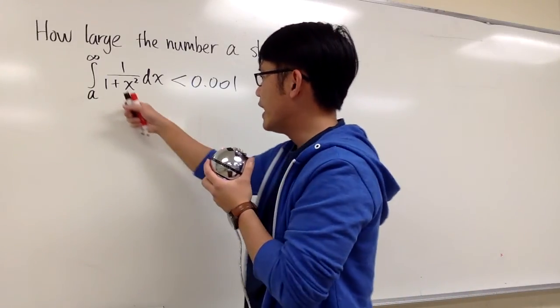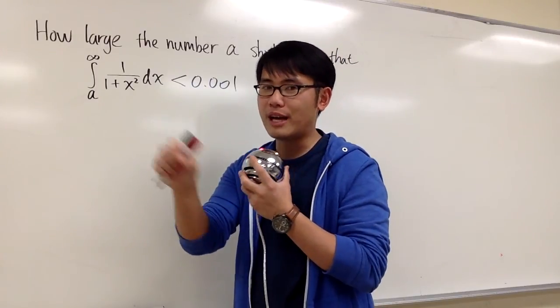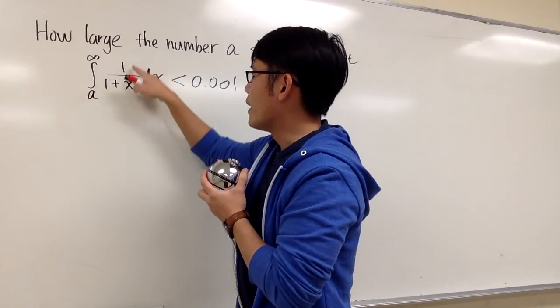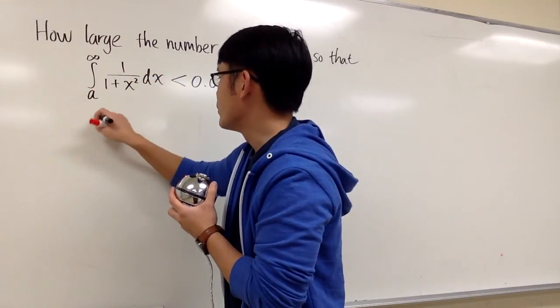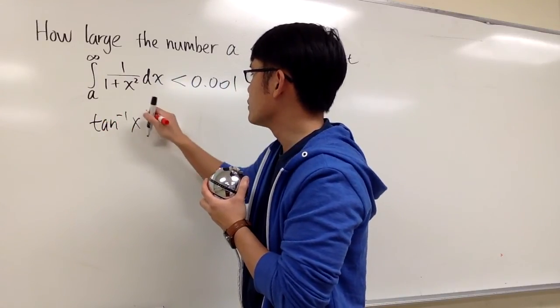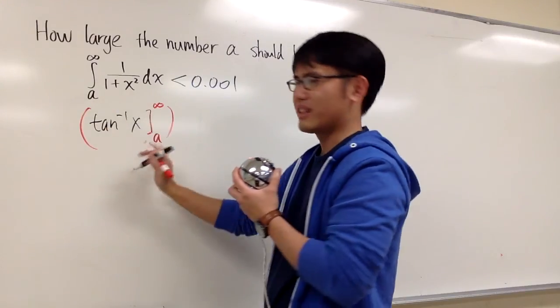Let's do it. And I'm just going to write this down as a shorthand way. I'm not going to write down the actual limit, okay? First, we will find the antiderivative of 1 over 1 plus x squared. And what's the answer for that? Inverse tangent. So this is going to be the inverse tangent of x, and then it goes from a to infinity.